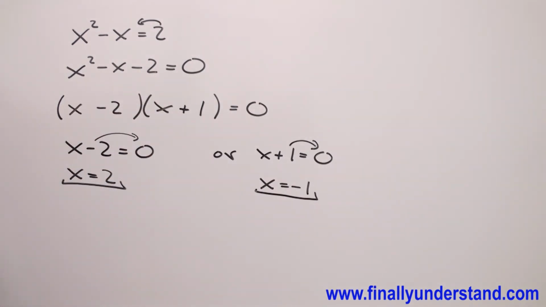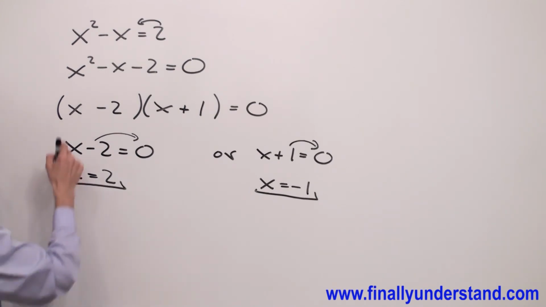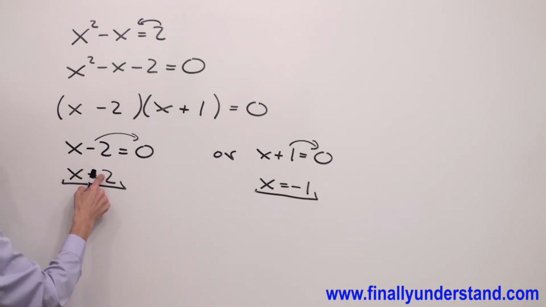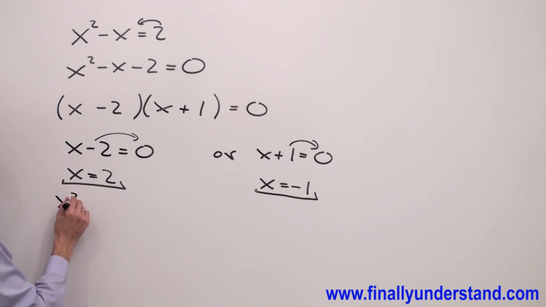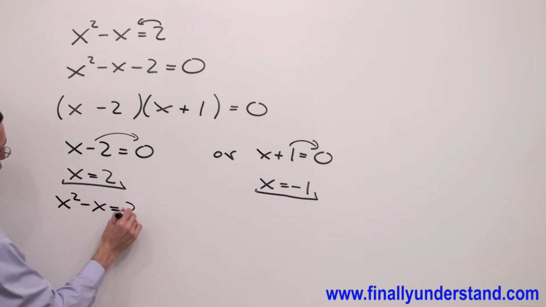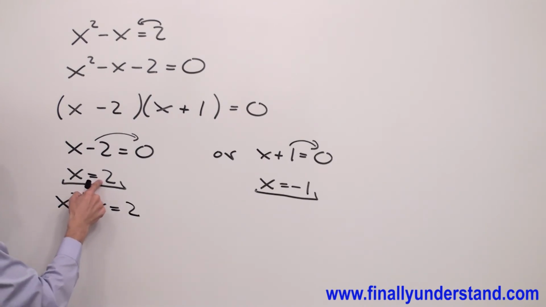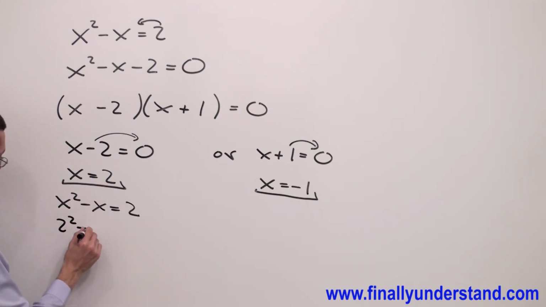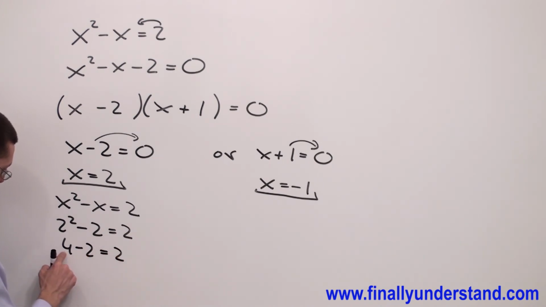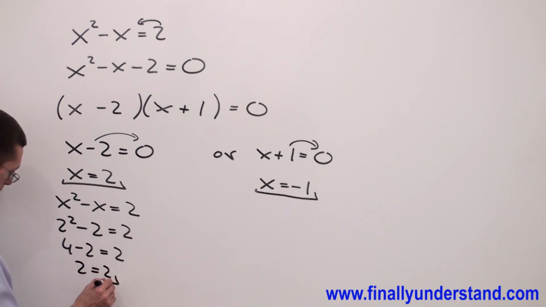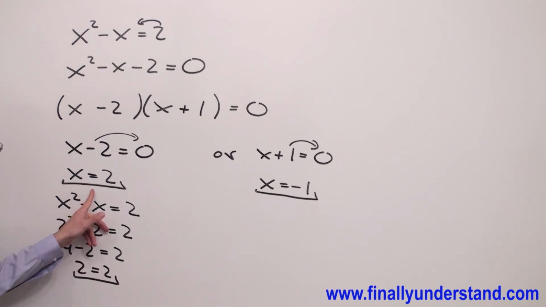In order to verify your answers, you're supposed to take the original equation and substitute every x by 2 and later on by -1. So copy down the original equation. x squared minus x is equal to 2. x is equal to 2, as we said, so I have 2 to the second power minus 2 is equal to 2. 2 to the second is equal to 4. 4 minus 2 is equal to 2. The left side of my equation is equal to the right side, so this is the correct answer.